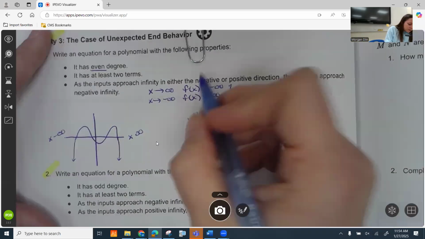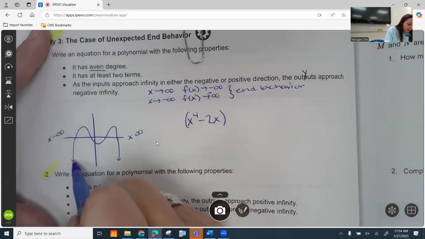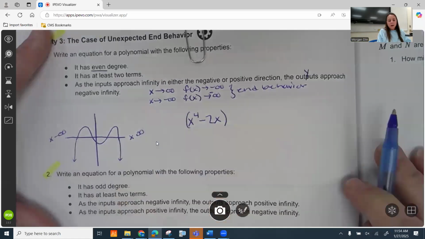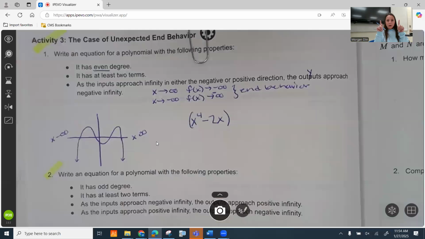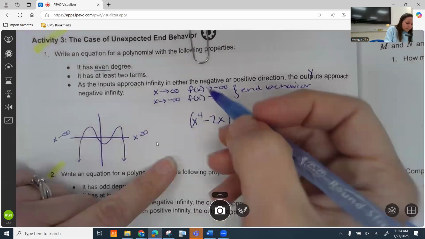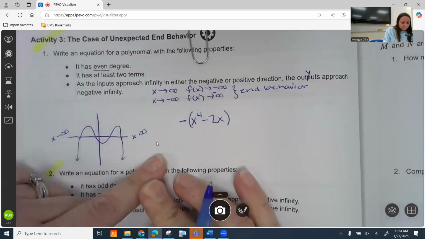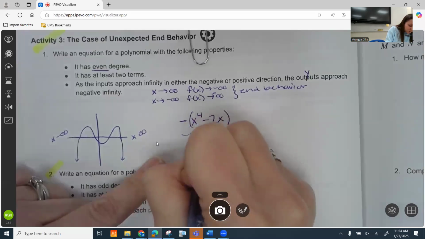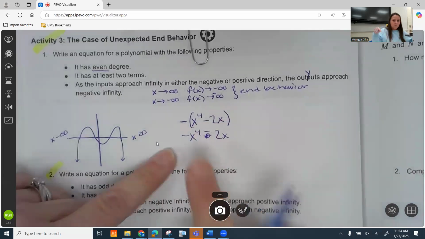All right, but here's the key. To make both ends go down, because if I were to graph this, you would notice both of these ends go up. To make it go down, that leading coefficient has to be negative. All right, you can even write it out like this. This would be 2 different equations, all right? But you would notice both ends go down.